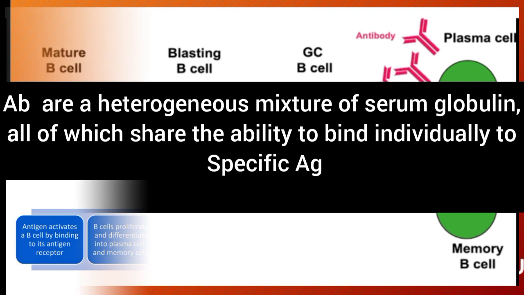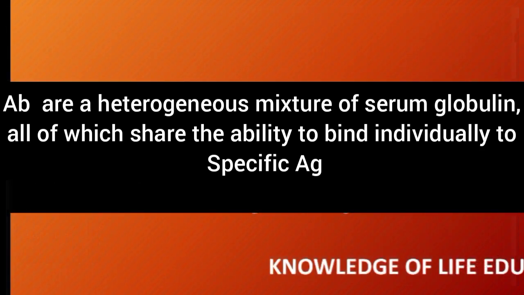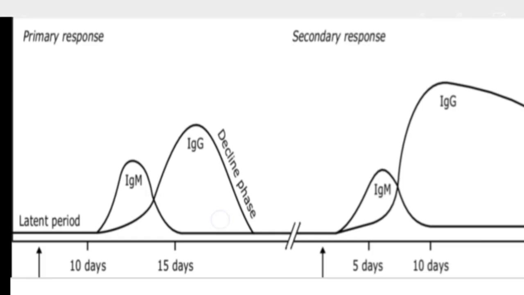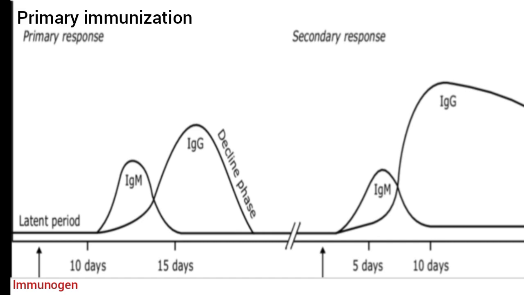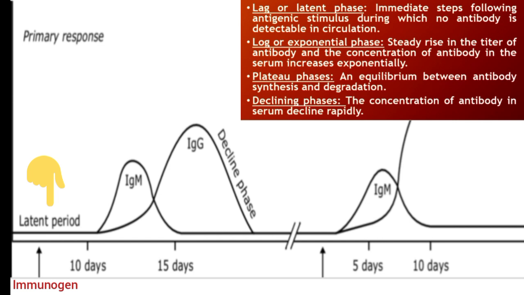Antibodies are a heterogeneous mixture of serum globulins, all of which share the ability to bind individually to specific antigen. The first exposure of an individual to an immunogen is referred to as the primary immunization, and it generates a primary response. The primary antibody response may be divided into several phases. The first is the lag phase or latent phase.